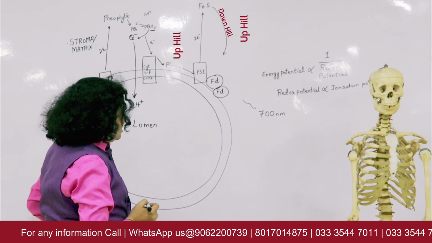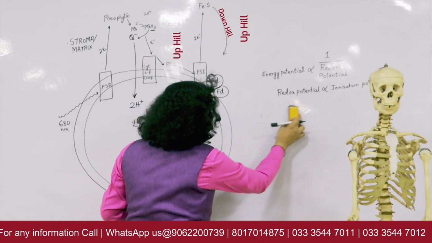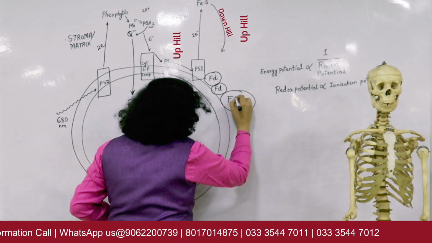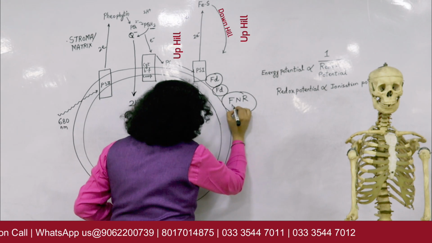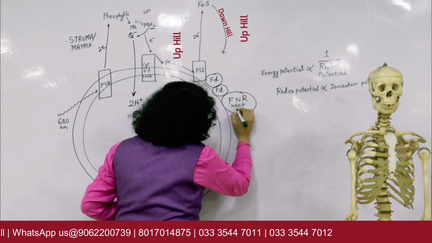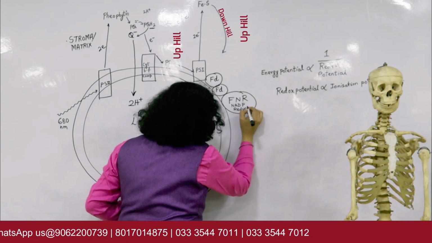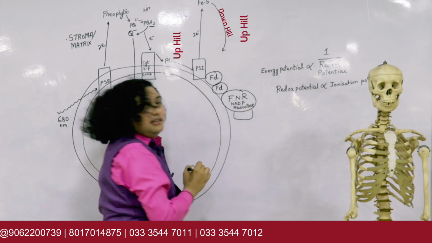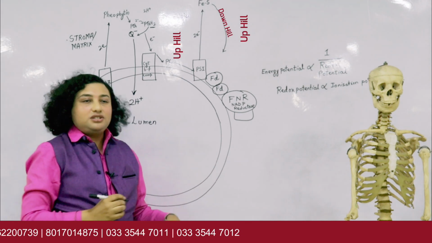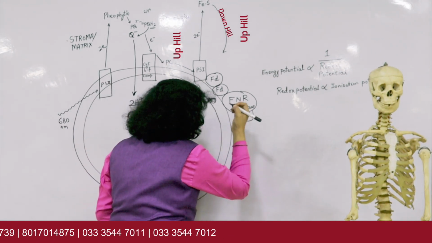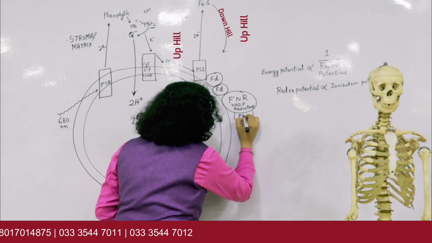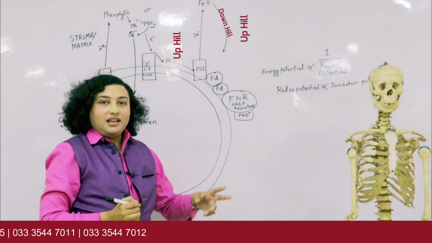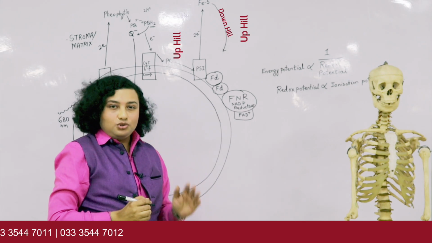And to this ferredoxin, another enzyme system which is associated is known as FNR. You can also call it NADP reductase. This is a multi-enzyme complex within which another coenzyme, the FAD molecule, is present. FAD plus has the ability to accept 2 electrons and 2 protons.